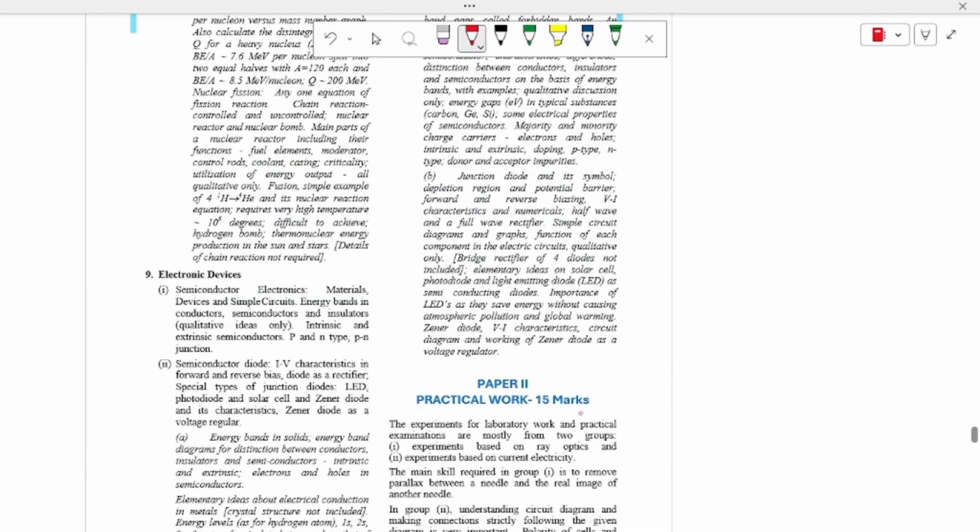We will study electronic devices, semiconductor diode, IV characteristics. We will study here Zener diode, P-type, N-type, PN junction, intrinsic semiconductor, extrinsic semiconductor.